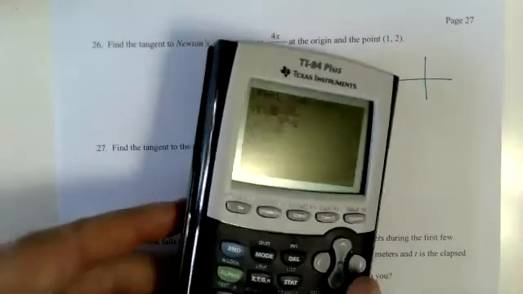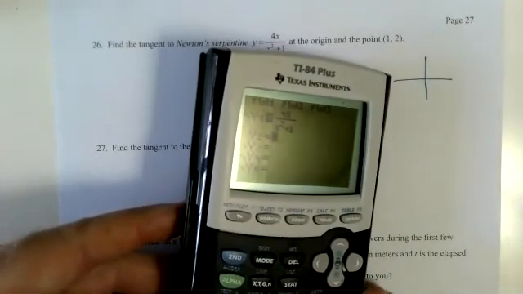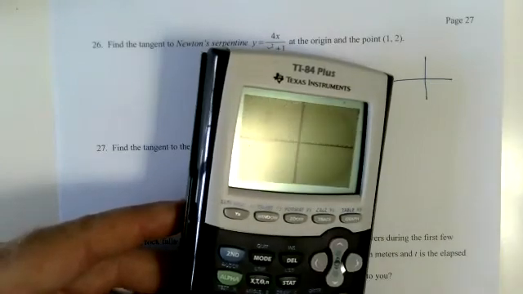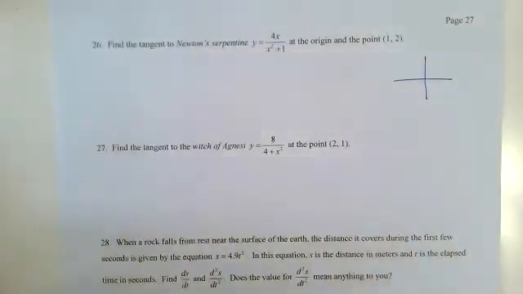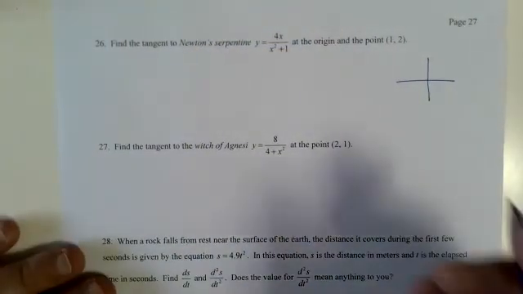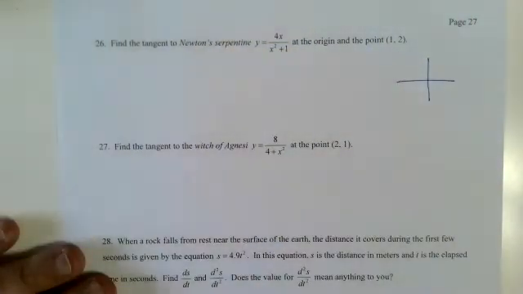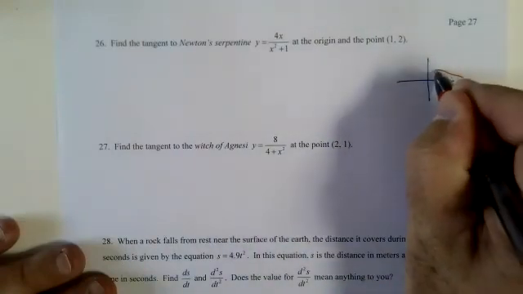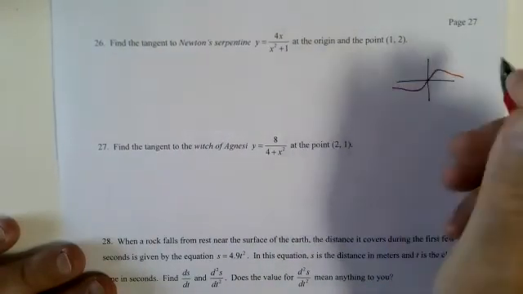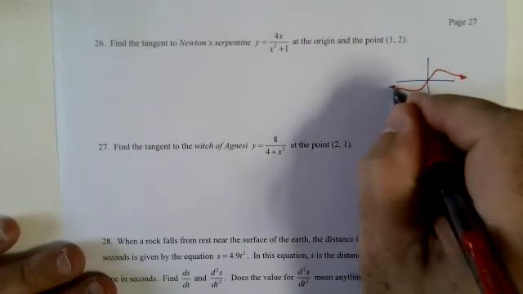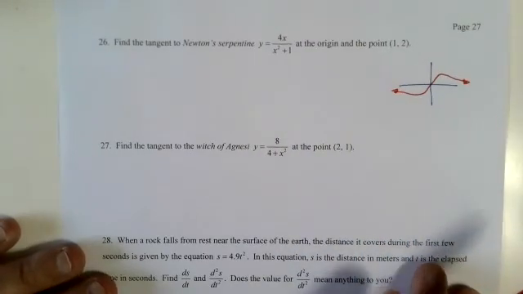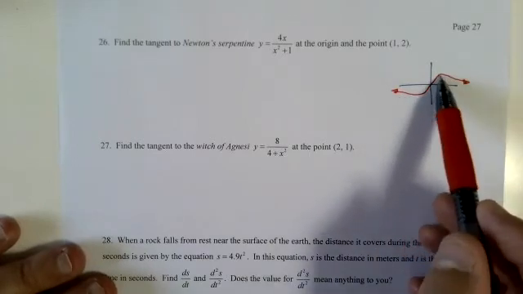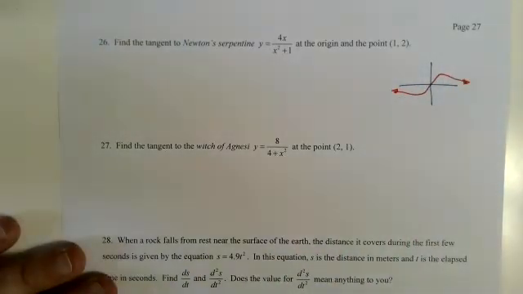So I plugged it in, 4x over x squared plus 1. Graph it. Yeah, I'm wrong. By the way, why is it such a grand idea to graph these? Well, how many tangents are there going to be? On the tangent at the origin, I thought they were going to ask for these two things. I'm sure I'll do that another time.